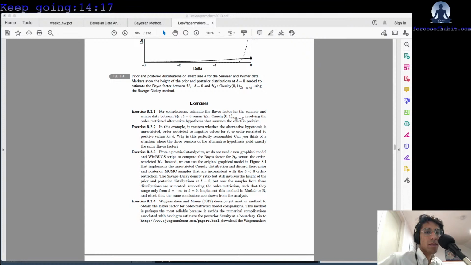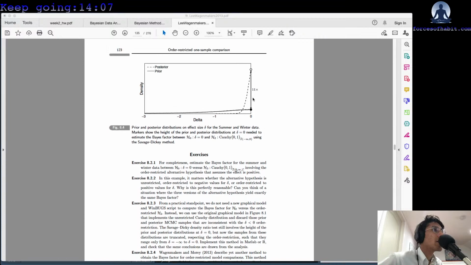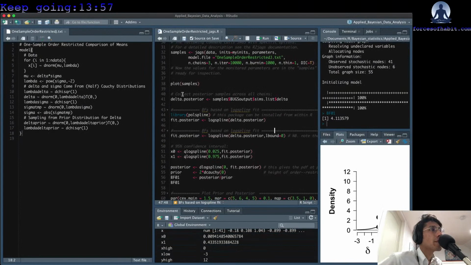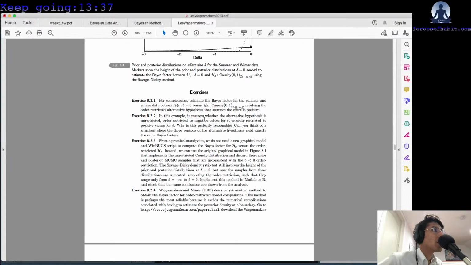So even when we assume that the order effect is positive, we're still seeing evidence in favor of the null hypothesis here. That being that there's an effect of zero difference in the parameter between winter and summer. And that's something we couldn't do in frequentist models, where we're deliberately identifying evidence in favor of the null hypothesis relative to an alternative hypothesis. Okay, let's see. In this example, it matters whether the alternative is unrestricted, order restricted to negative values, or order restricted to positive values.